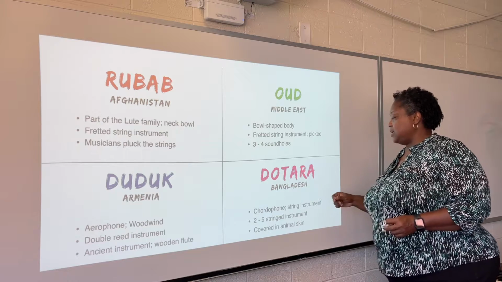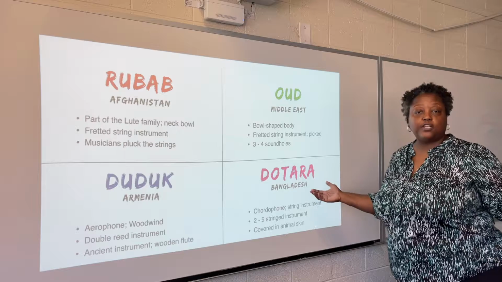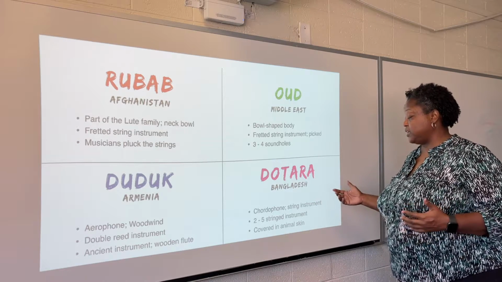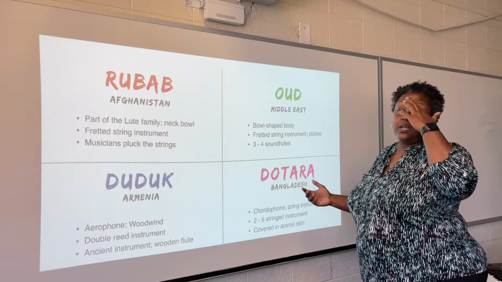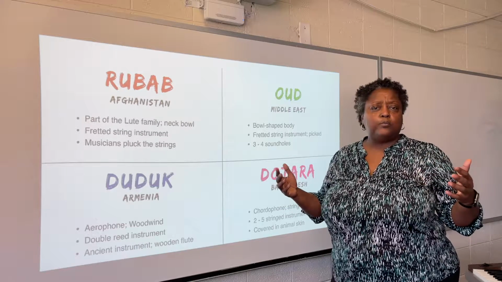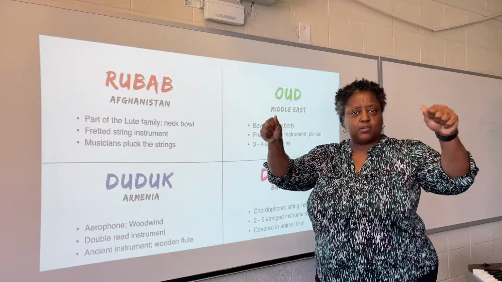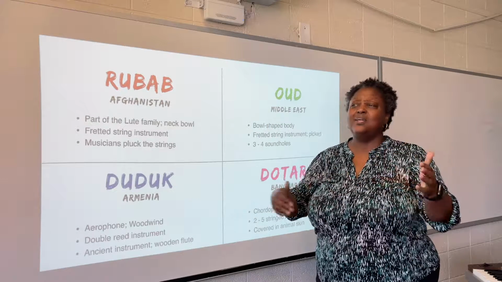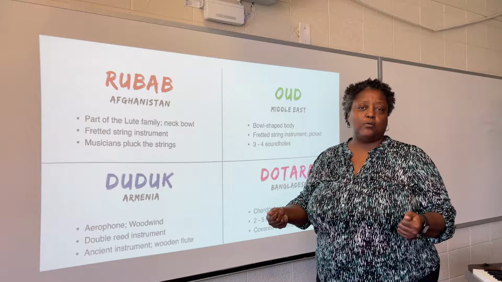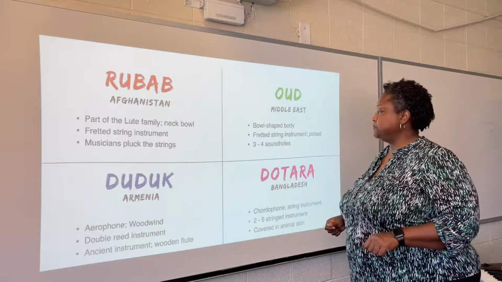And then the dutara is from Bangladesh. It's a chordophone, which is a string instrument. It has anywhere between 2 and 5 strings, and it's covered in animal skin. Another thing about membranophones, if you remember, is that initially drums, as we know them, were made out of animal skin. It was stretched over the top of the hollow wood or the hollow tree that they cut out. So that's where the word membranophone comes from. It was a membrane, and they stretched it over it.